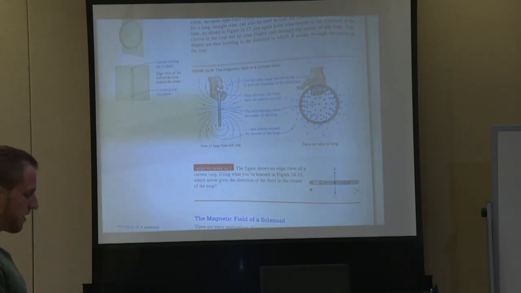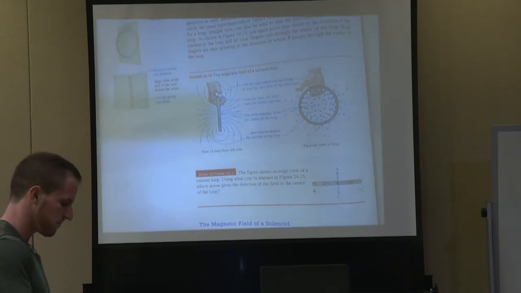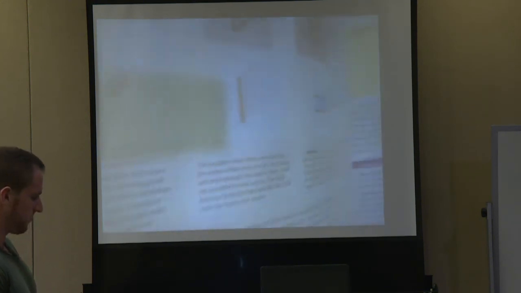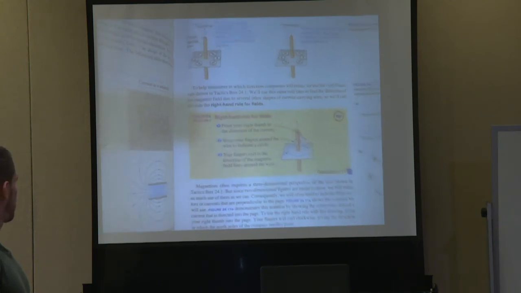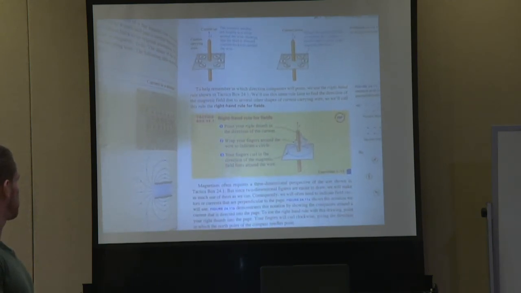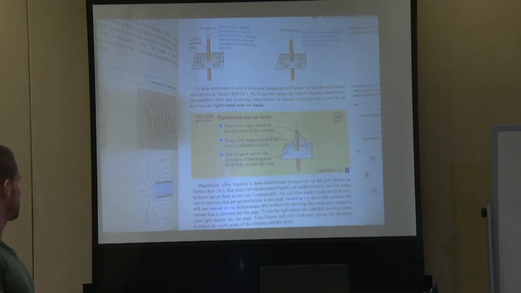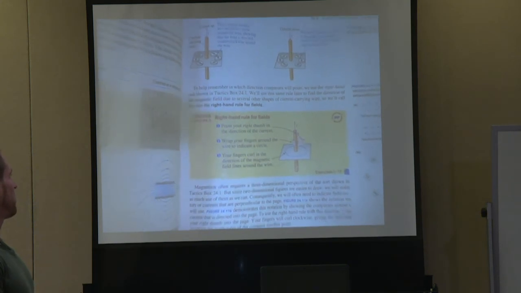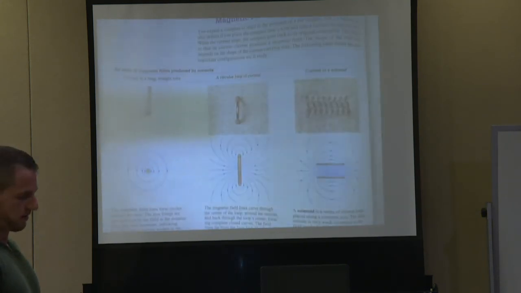So, using the right-hand rule, fingers are current or velocity or magnetic field. So just to, right-hand rule for fields. So your fingers are going to curl in the direction of the magnetic field lines, and the thumb is going to be current or velocity.